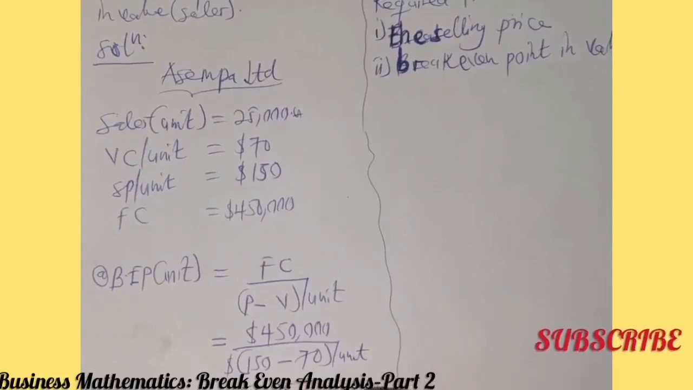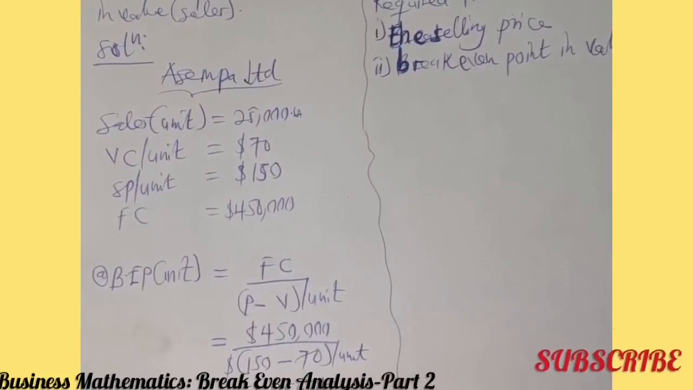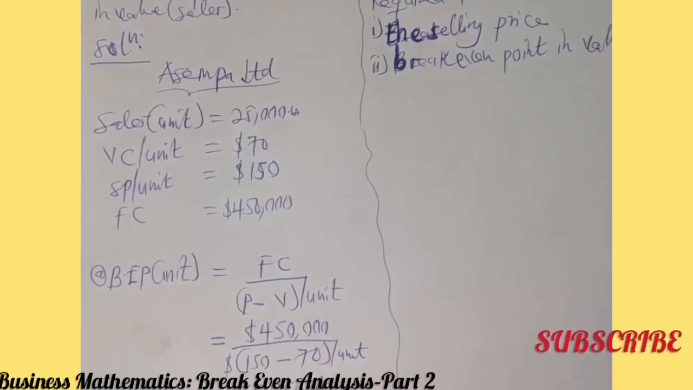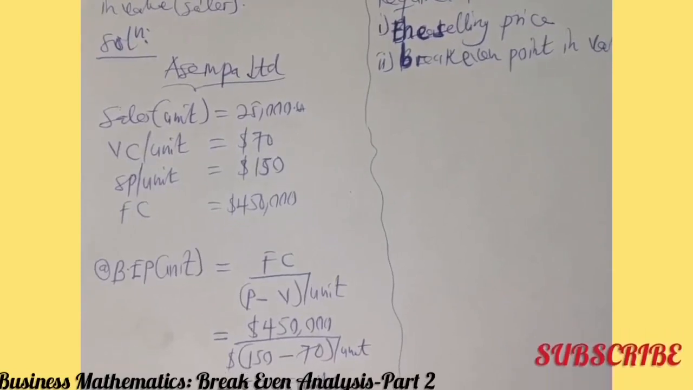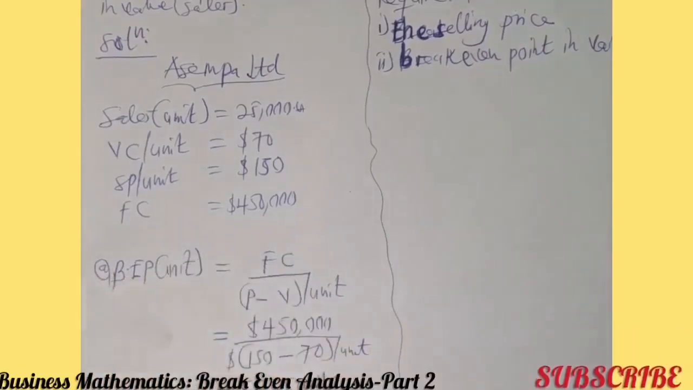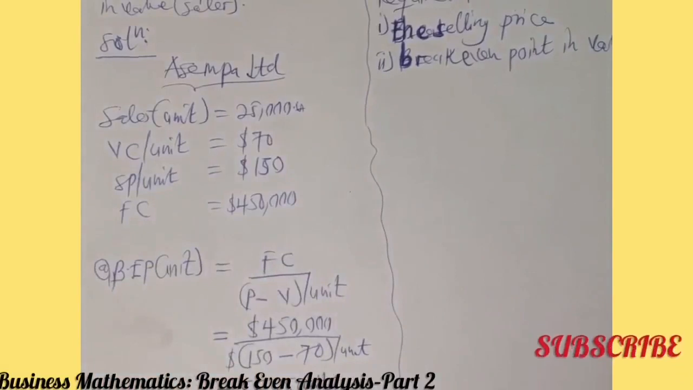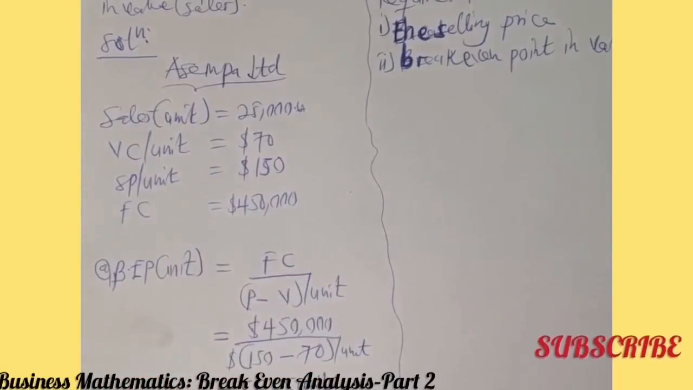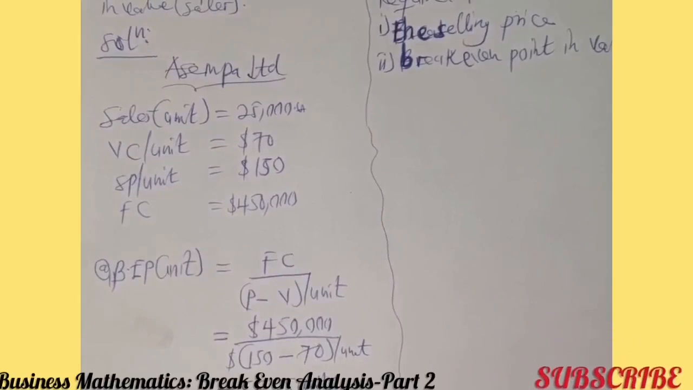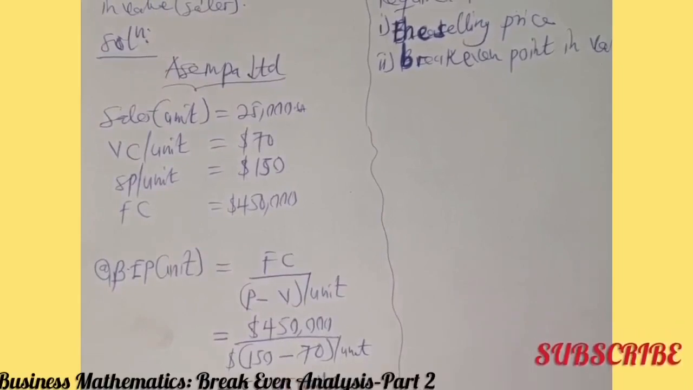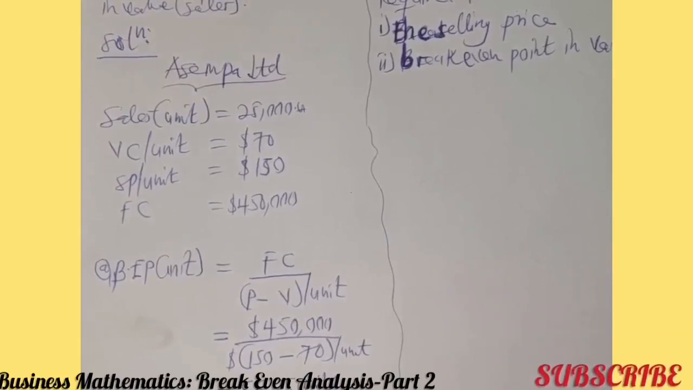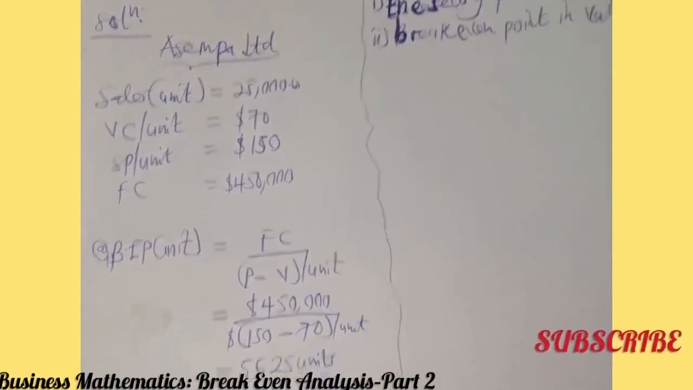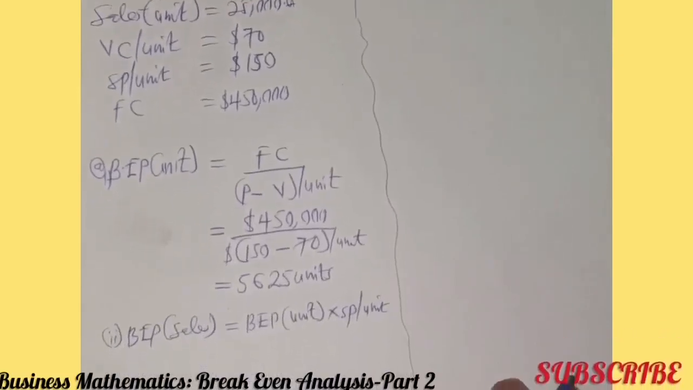I have 5625 units. So this will be the units. If you want the break-even point in terms of sales or in value, then straight away I can say that my break-even point in sales or in value will be equal to my break-even point in units, without even deriving a formula, multiplied by my selling price per unit. I hope everything is well. So that's how it should be.